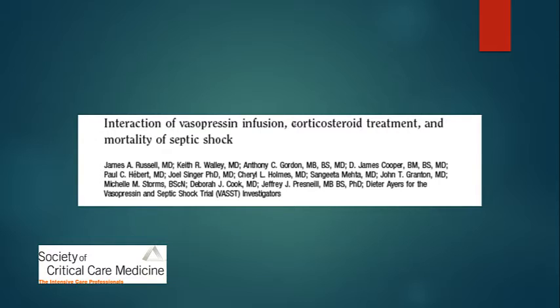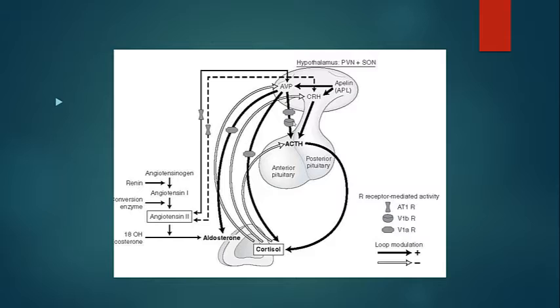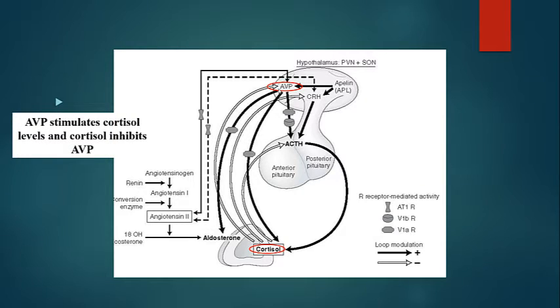Why am I bringing this up? So, they came up with this study in 2009, interaction of vasopressin infusion, corticosteroid treatment and mortality of septic shock. What does vasopressin have to do with cortisol? That doesn't make sense. Well, on the contrary, in physiology, if you look at the arginine vasopressin release, it actually stimulates the cortisol, and the cortisol inhibits the arginine vasopressin release. So there's actually an interaction. So maybe we need it, maybe not.